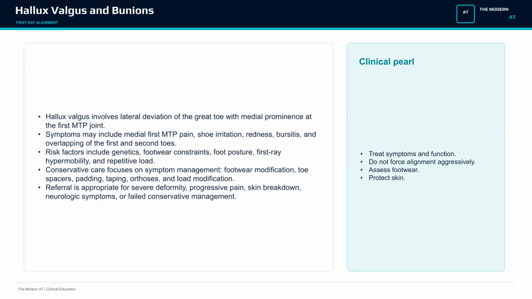Conservative care focuses on symptoms and function, not forcing the toe into perfect alignment. Management may include a wider toe box, padding, toe spacers, taping, orthoses when appropriate, and load modification. Refer for severe deformity, progressive pain, skin breakdown, neurologic symptoms, or failure of conservative management. Protect skin and assess footwear carefully.